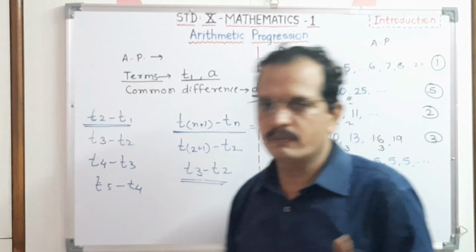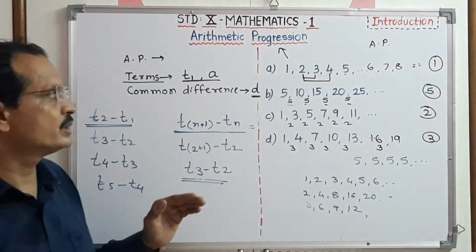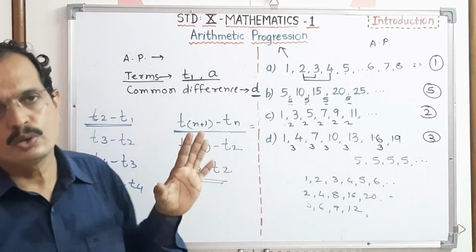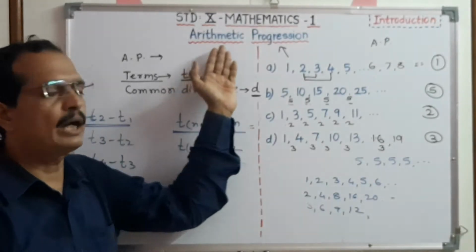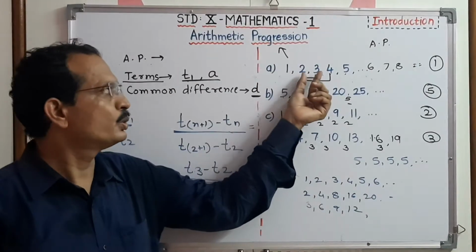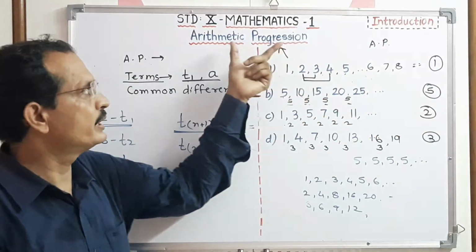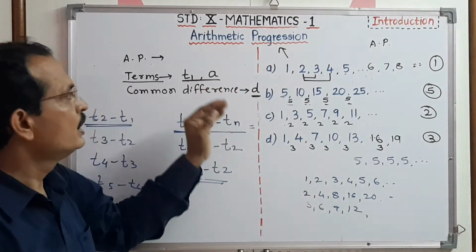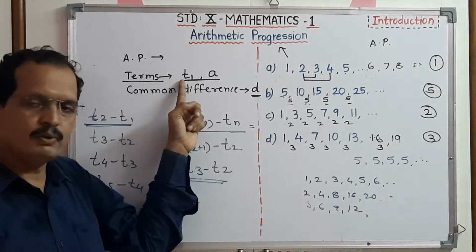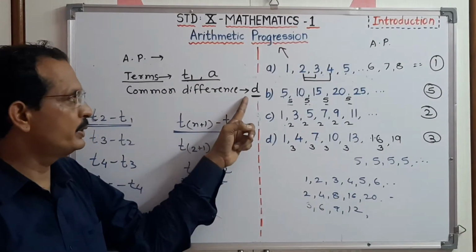Therefore I think everyone understood what is arithmetic progression. Arithmetic progression, harmonic progression, and geometric progression are the three parts. This year we have to learn only the arithmetic progression. In arithmetic progression, the difference between two consecutive terms remains constant, and if it is constant, then it is called an arithmetic progression. The first term is denoted by T1, or it is also denoted by A. Then the common difference will be D.